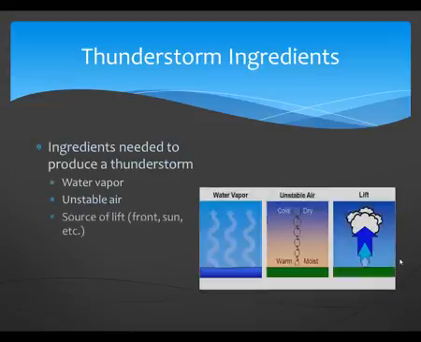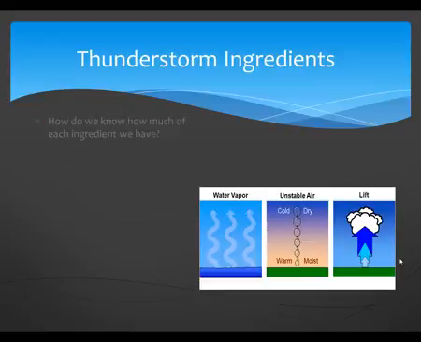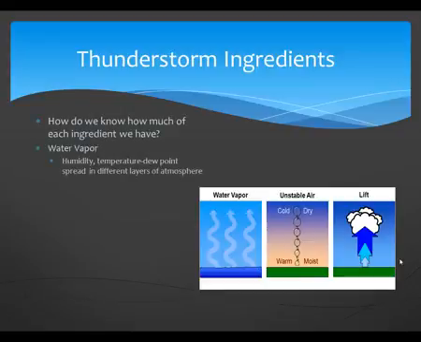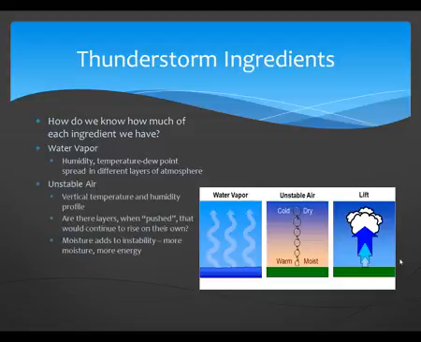There are 3 basic ingredients we need to produce a thunderstorm. These include water vapor, unstable air, and some source of lift. And so how do meteorologists determine how much of each ingredient we have? Well, for water vapor, we look at forecast profiles of humidity and the temperature dew point spread in different layers of the atmosphere. For unstable air, what you want to look at is the vertical temperature and humidity profile and determine whether there are layers that, when pushed, would continue to rise on their own.